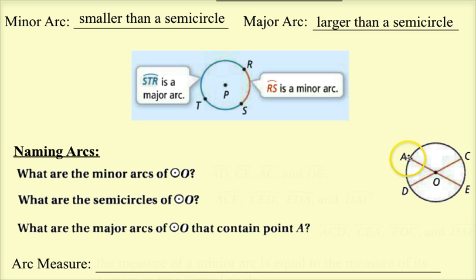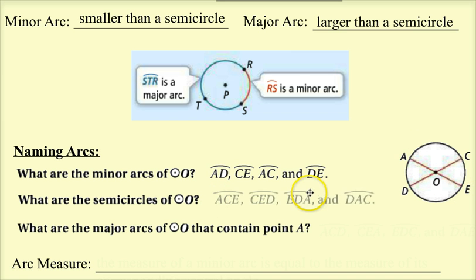So the minor arcs, like I could have AD, AC, CE, DE, anything that's less than a semicircle is a minor arc. So AD, CE, AC, and DE are all minor arcs. The semicircles are half a circle. And as we can see, DC and AE are diameters because they go through the center. So then you know that that's the semicircle.